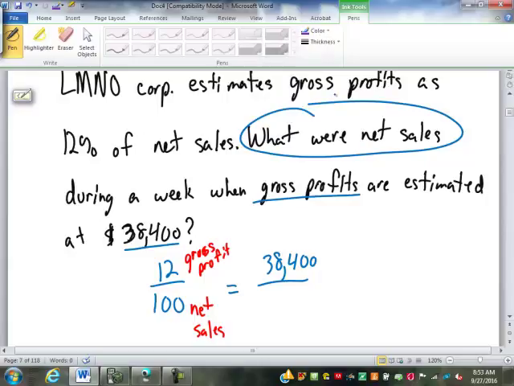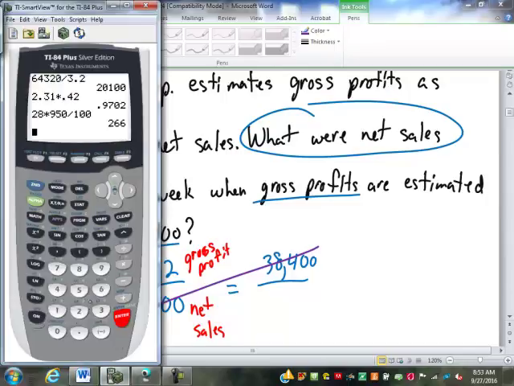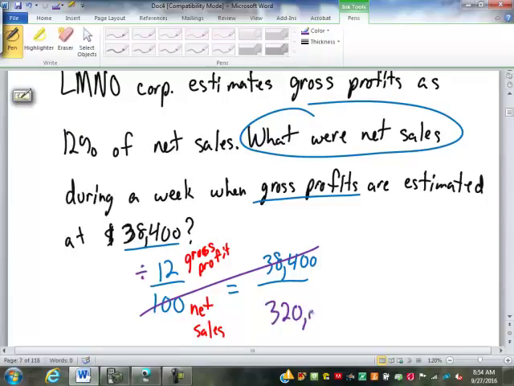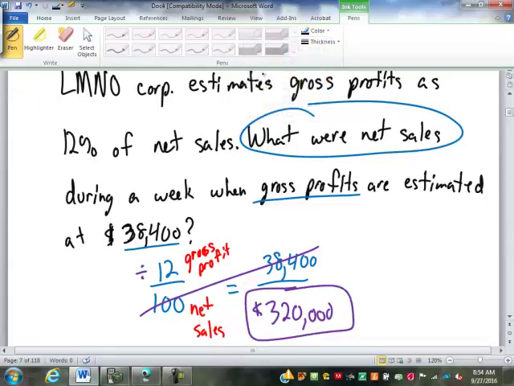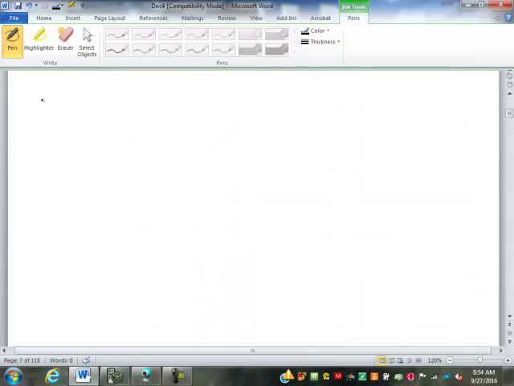Now it seems silly to ask that, but I'm going to show you an example here in a little bit where that makes a big difference. So we have 100 times 38,400 divided by 12. Should give us 320,000. What do you think? Not horrible? Well, then let's look at a problem like this.